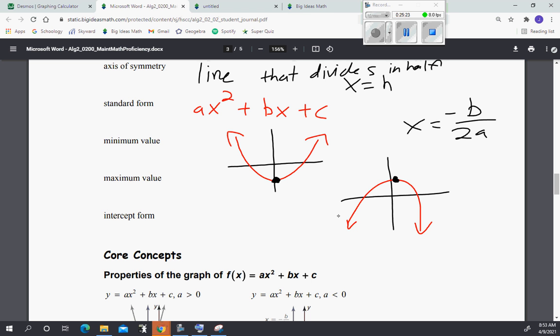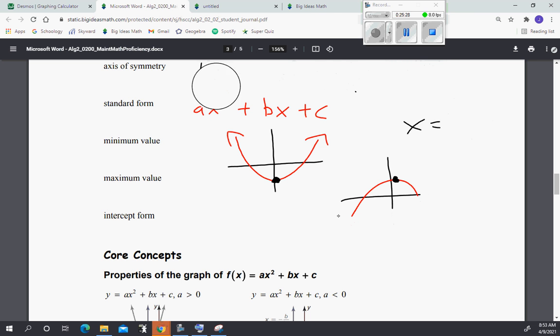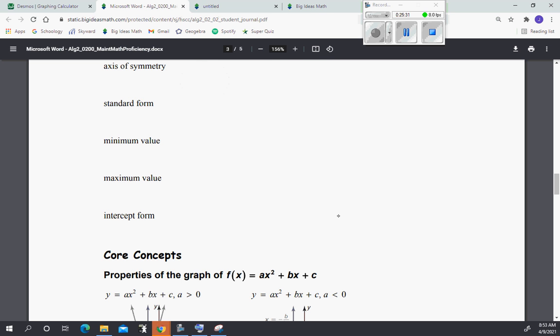And then intercept form. Intercept form we haven't seen before. Intercept form is a times x minus p times x minus q. Okay. Where a can't equal 0. So a is not 0. That's intercept form. We'll go through this here shortly in an example problem.